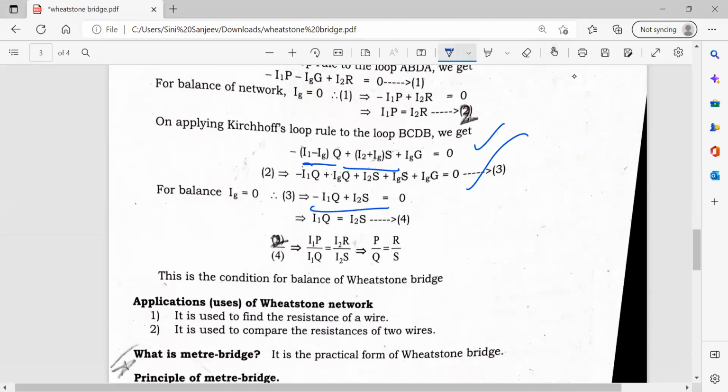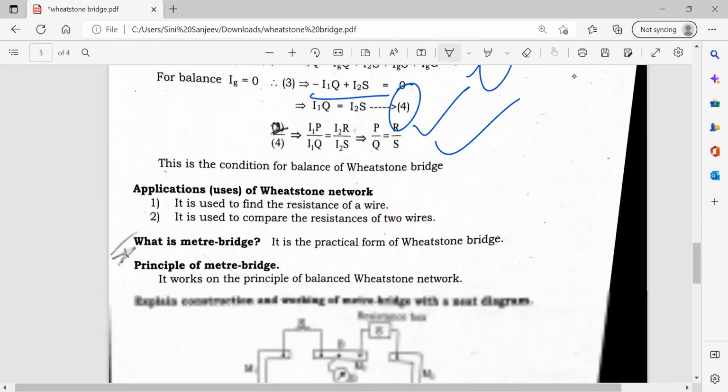Once we do it, we'll be getting this equation: minus I1P plus I2R is equal to 0. So here I'll be getting I1P equal to I2R. So I can take I1 by I2, then I'll get P by Q is equal to R by S. That's all. P by Q is equal to R by S. So if I compare these two equations, 2 and 4, I will get the equations.